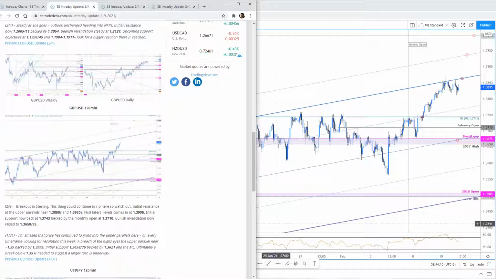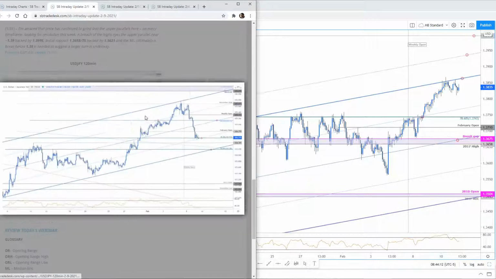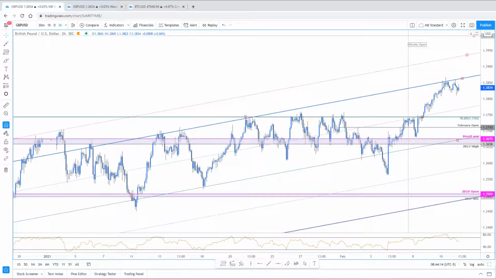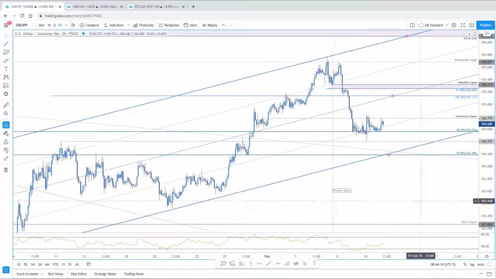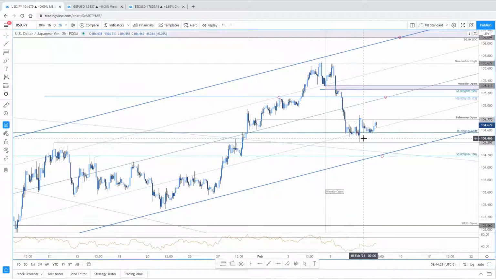And dollar yen, I've loved it. I got out way early on this drop. 104.77 is where it kind of built on the rest of that. But here we are.